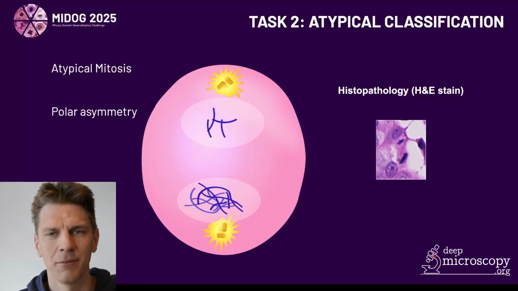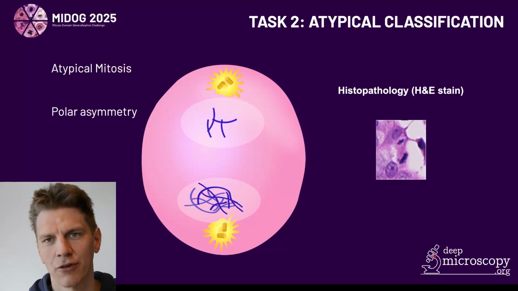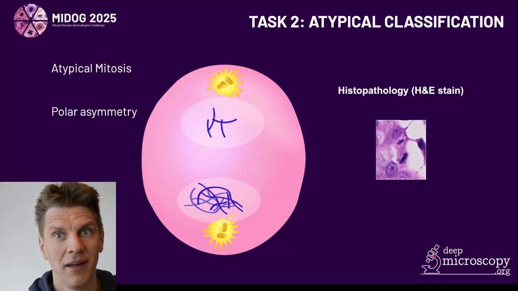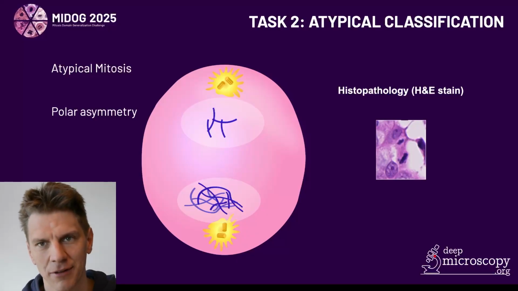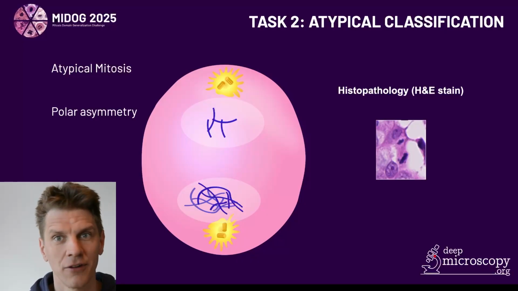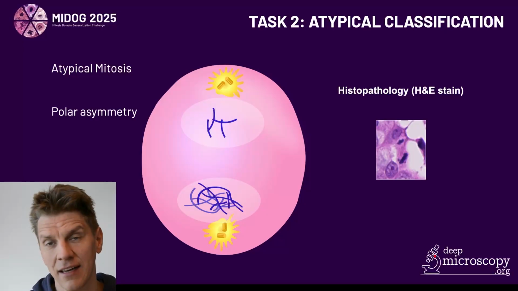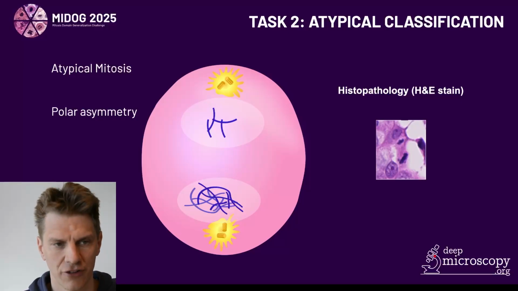And in the polar asymmetry, as you can see, not all of the sister chromatids have been pulled to the right sides, thus indicating a mismatch of the DNA available to the new daughter cells. So you have on the one hand one daughter cell that doesn't have enough DNA, whereas the other has too much DNA, which could also lead to malfunction.